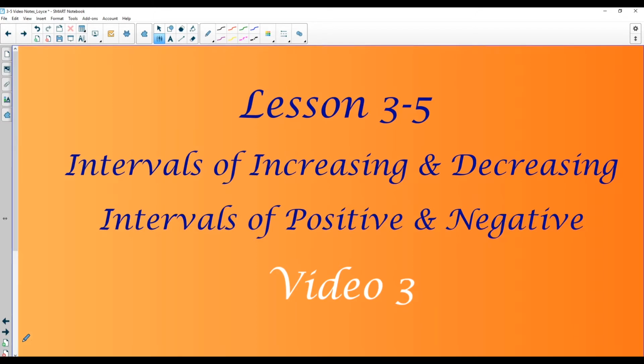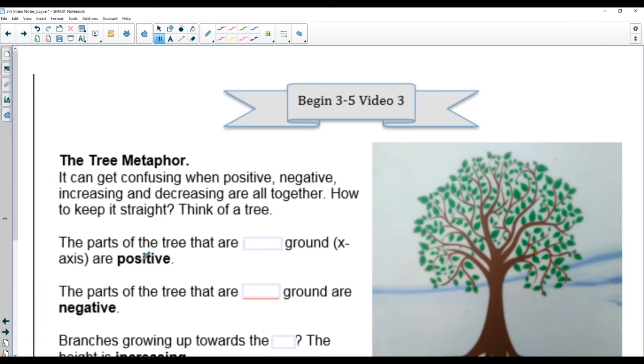Because what we have found in the past is students tend to get confused when they're trying to figure out the difference between increasing and decreasing, which is looking at the slope, or positive and negative, which is looking at your output. And as I said in the intro to the first video, I came up with this great little metaphor, well, I think it's great because I made it up, for how to tell the difference between positive and negative. You can kind of think about the parts of a tree.